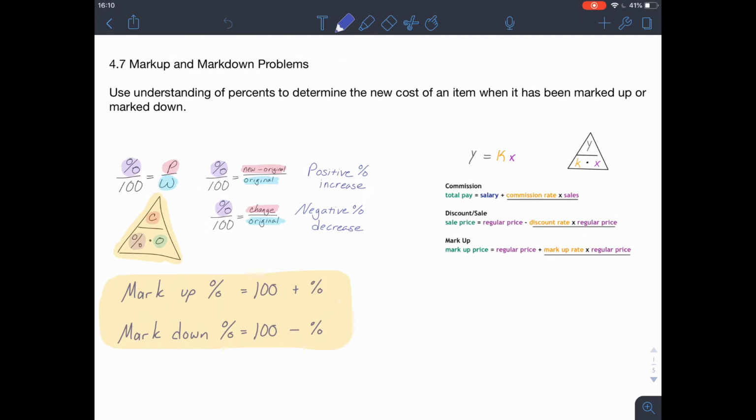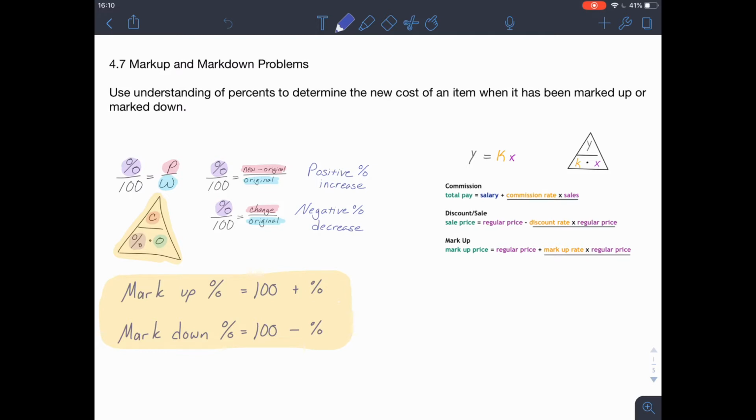We've already worked with markup and markdown problems before back in Module 1 when we talked about commission, discount, and markup. At that time, we were using constant proportionality instead of percents to represent the rate. We also talked earlier this module about percent change, and the idea of doing markups and markdowns is just a specific type of percent change.